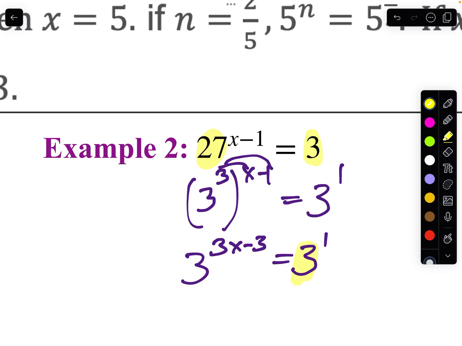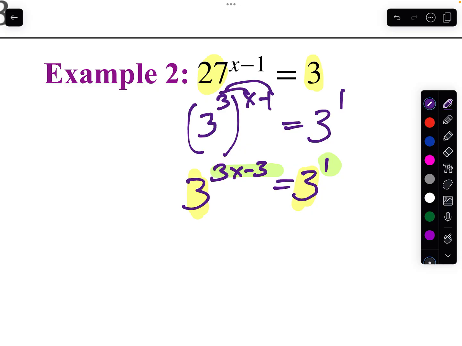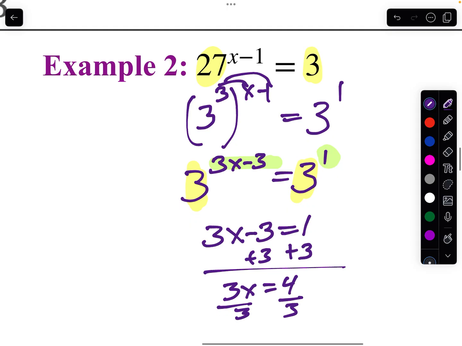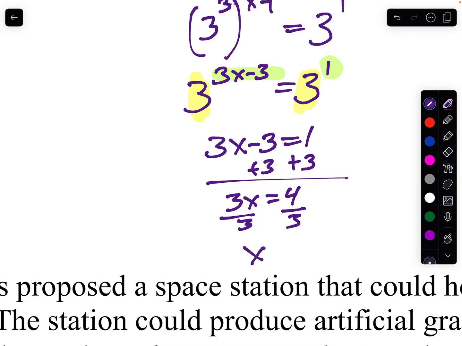Once again, my bases are the same, so that means my exponents are the same. So that's where I get my equation. I'm going to say 3x minus 3 equals 1. Add 3 to both sides. 3x equals 4. Divide by 3. And there's my answer. x would be 4/3. And that's what we get for an answer.